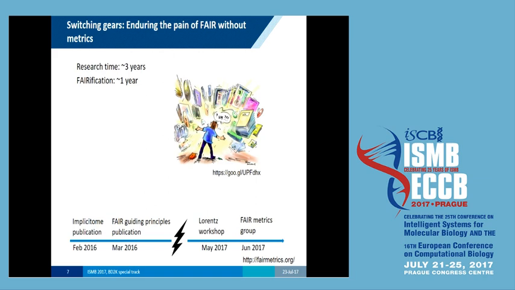And coming out of that was the FAIR Metrics group that was already mentioned by Susanne, and they are working on how to come to metrics so that we can better know how to deal with these type of data sets.